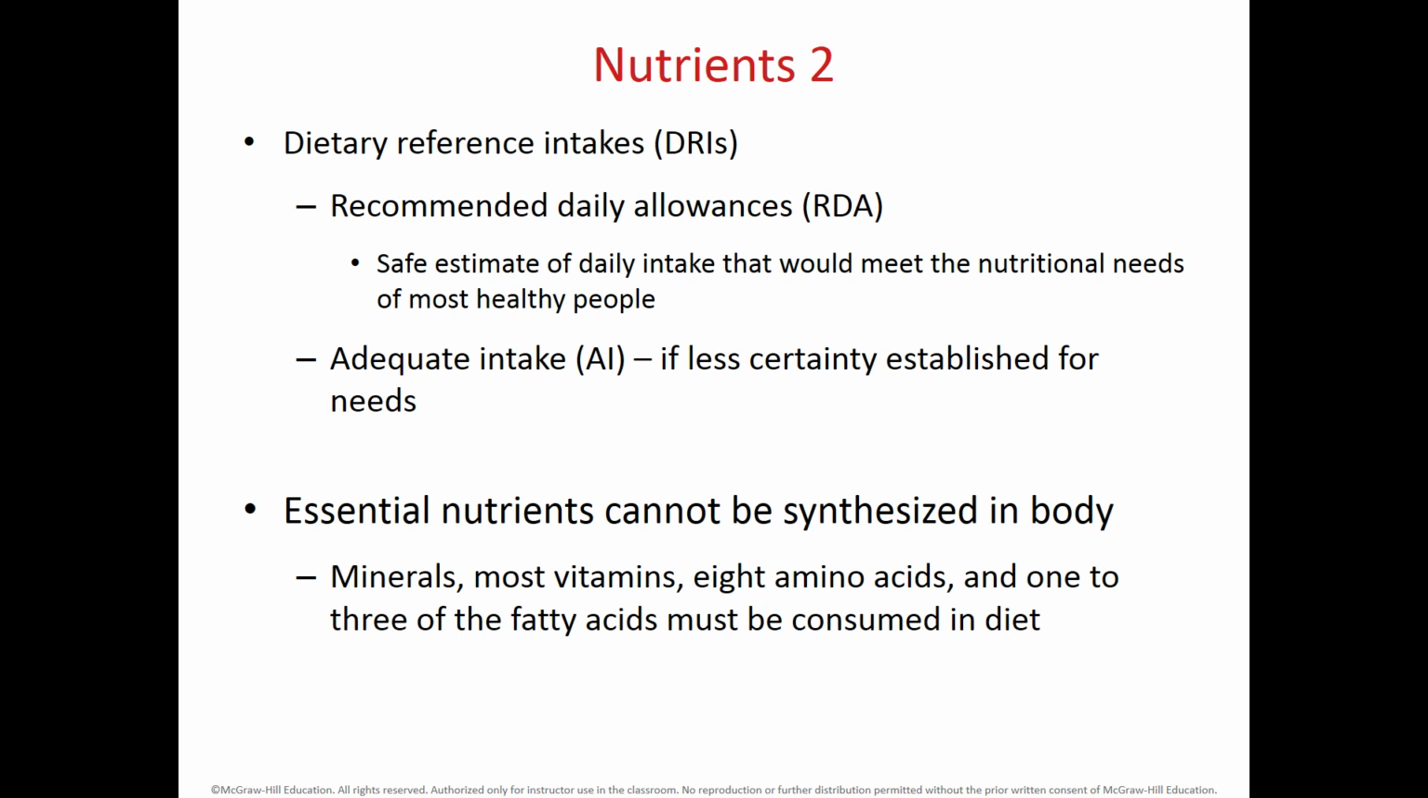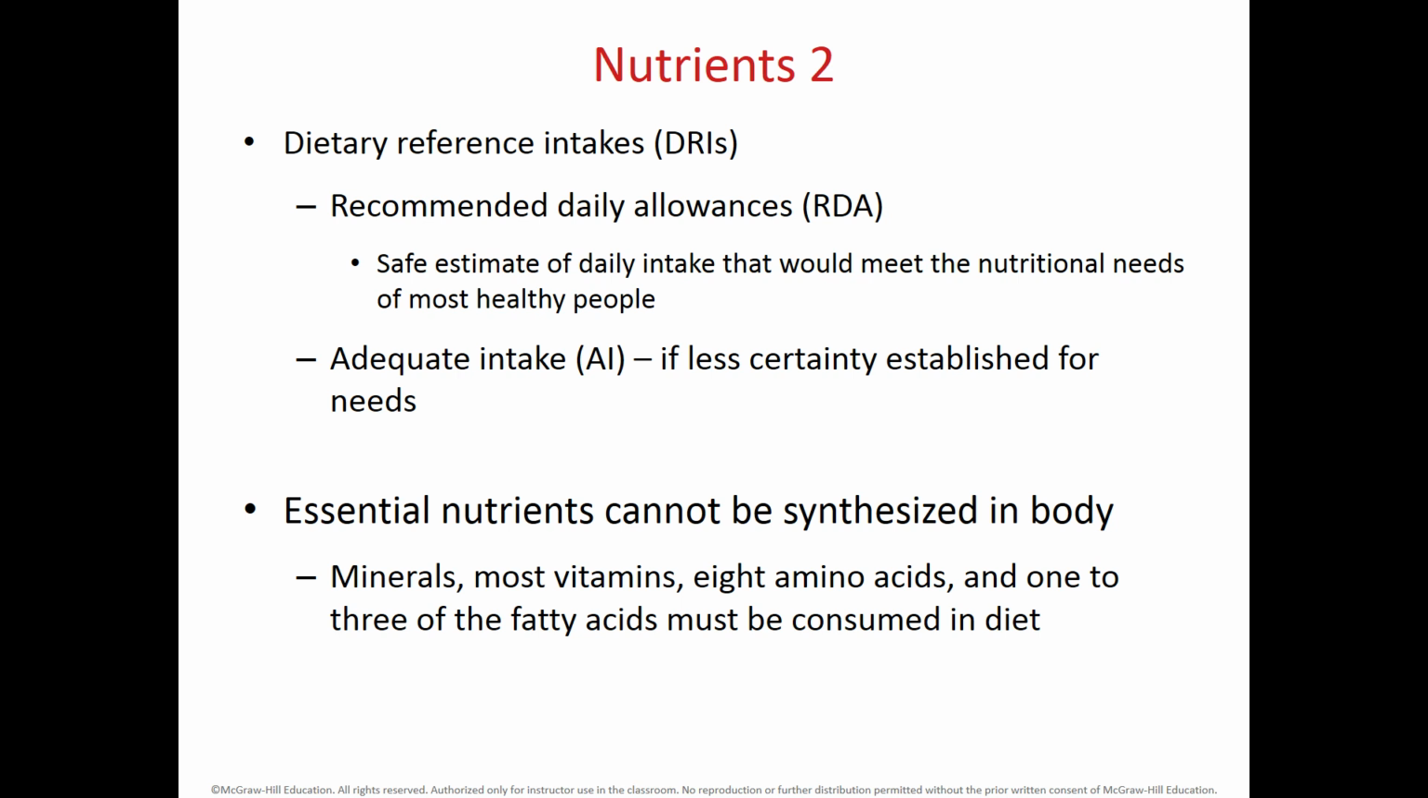We consume different types of nutrients in different amounts based on DRIs, or dietary reference intakes, and these are recommended by the FDA in what we call recommended daily allowances or RDAs. These RDAs are the safe estimates of daily intakes that will meet the nutritional needs of most healthy people. And then adequate intake is a less certain established parameter for the different types of nutrients.